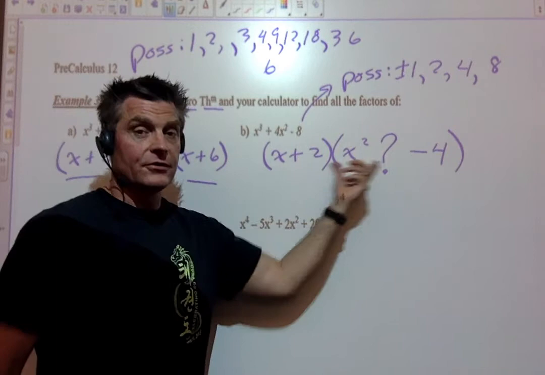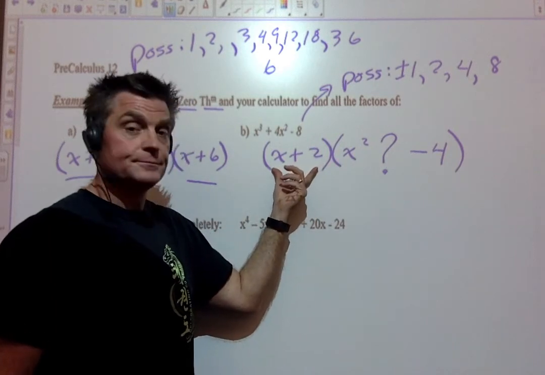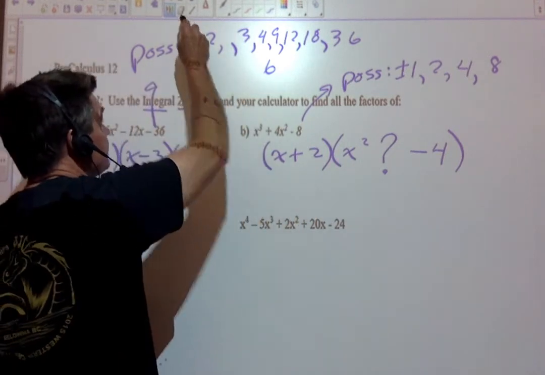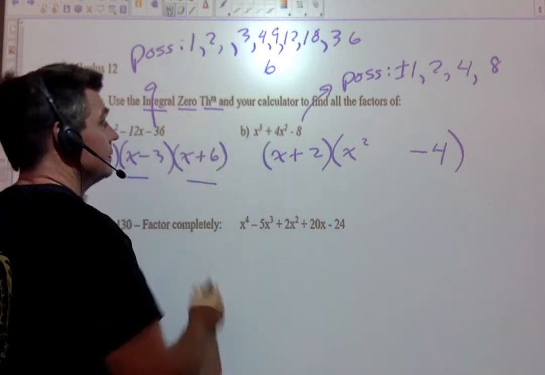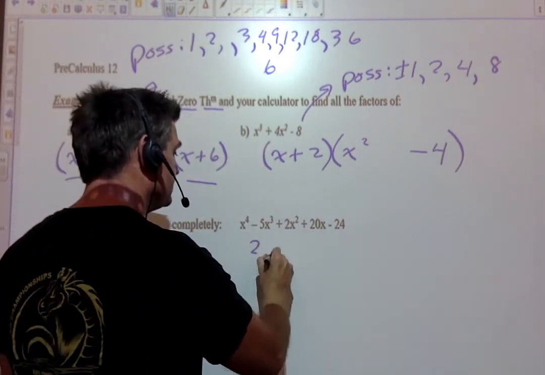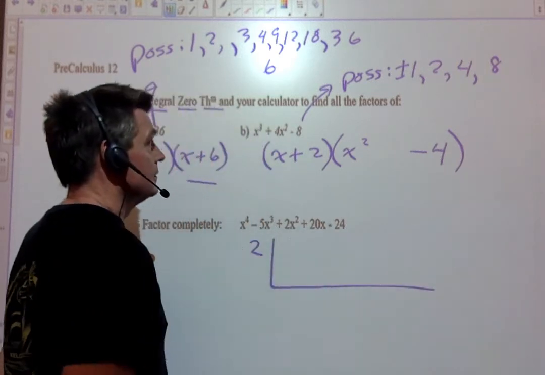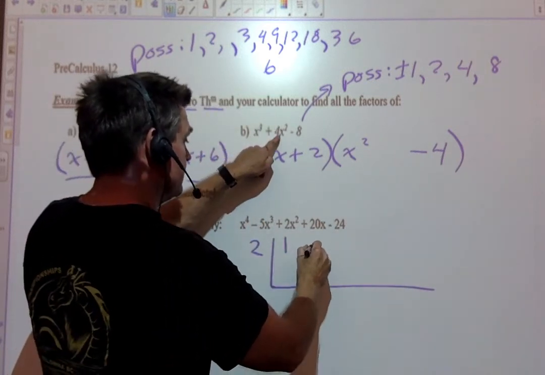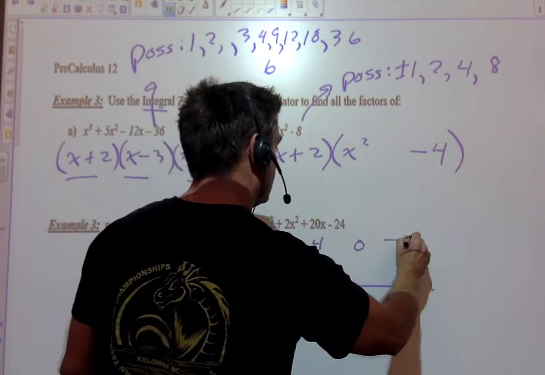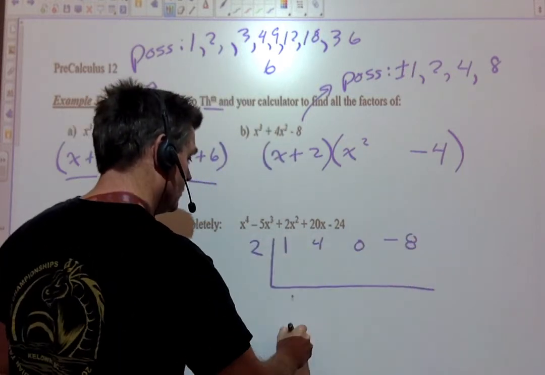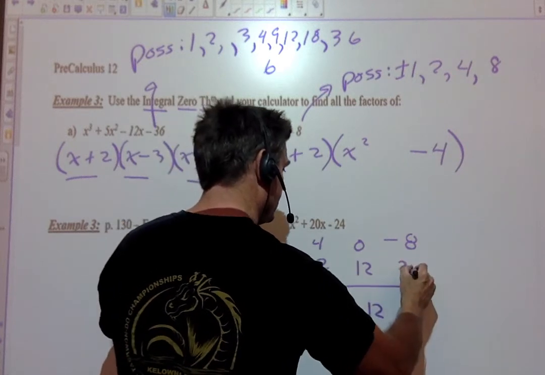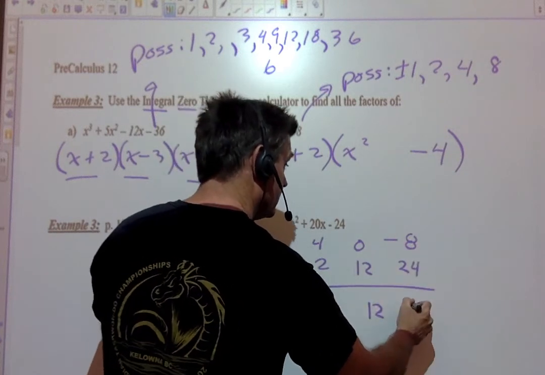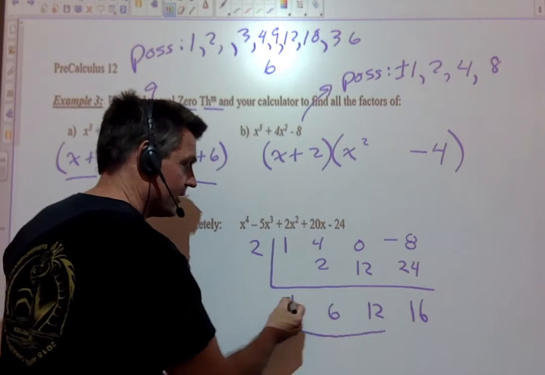Now, if I wanted to know this, you could do this by synthetic division, right? And if I actually do it by synthetic division, let's try it. Remember, I'm going to put positive 2 out front. 1, 4, 0, minus 8. 1, 2, 6, 12, 12, 24, 16. So there's my quotient.